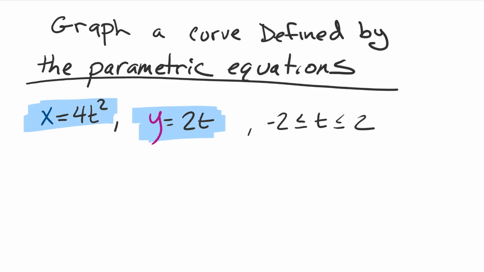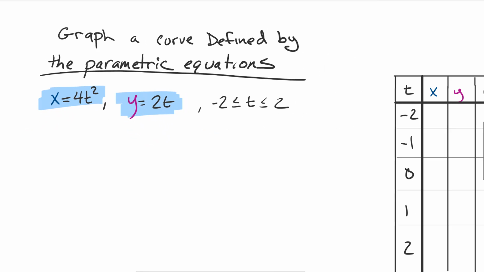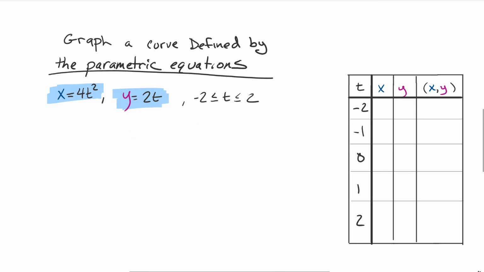So let's graph it. You're going to find that it's actually not that bad. There are 2 different ways, and I'm going to show you the first: make a table. We have that x is equal to 4t squared. So I've set up a table. The t values go from -2 to 2, so let's plug in -2, -1, 0, 1, 2 into our x's and our y's and figure out what they are.